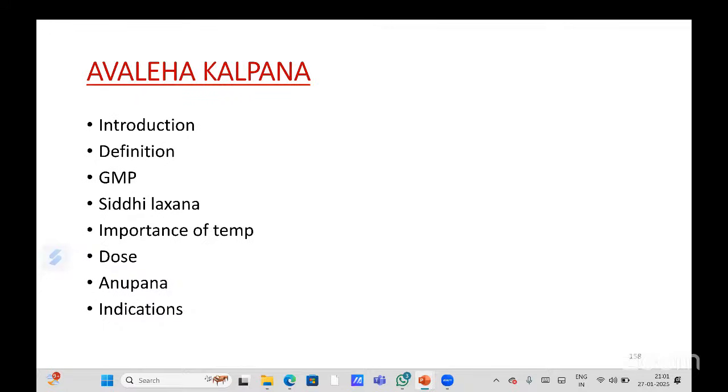Usually in Sneha Kalpanas and Avaleha Kalpanas, in any procedures in the new syllabus, the importance of temperature is given. If you give Mrudu Agni, there may be chances of Mrudu Paka, you won't get proper Paka. With Madhyama Agni you'll get proper Paka. Madhyama Agni is advised. Except like Kupi, they will start with Mrudu, Madhyama and Tikshna Agni. So almost all procedures use Mrudu and Madhyama Agni only. So the importance of Agni, or the temperature, means how much temperature should be given, whether Mrudu Agni, Madhyama Agni or Tikshna Agni. Next, you have to write the dose, Anupana and indication. For indication, for example Vasa Avaleha or Chyavanaprasha Avaleha, you have to write where it is indicated.